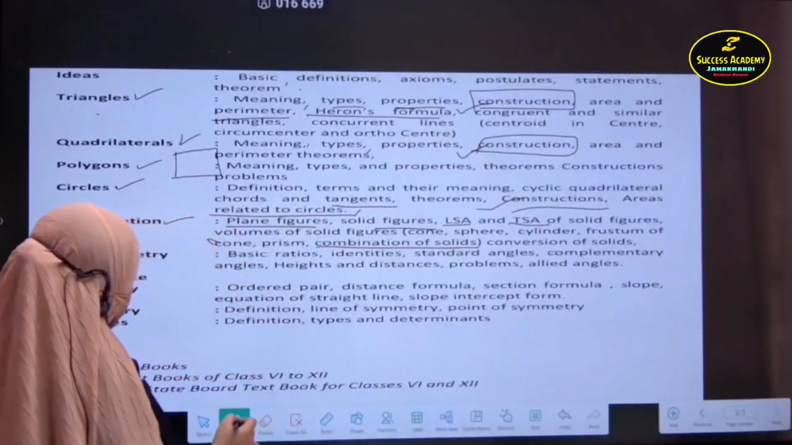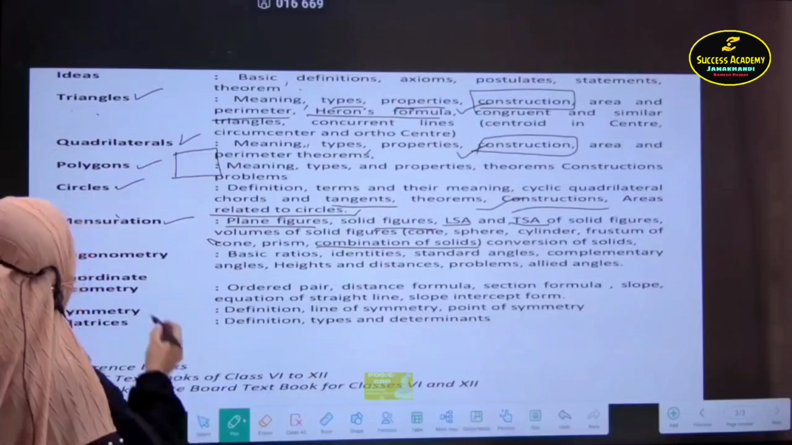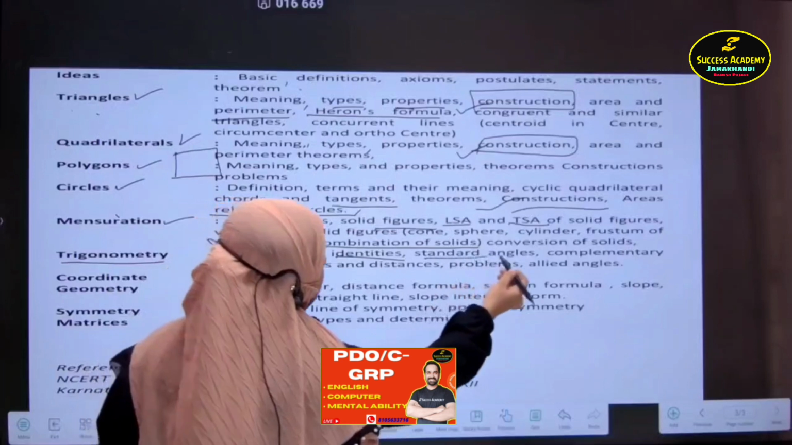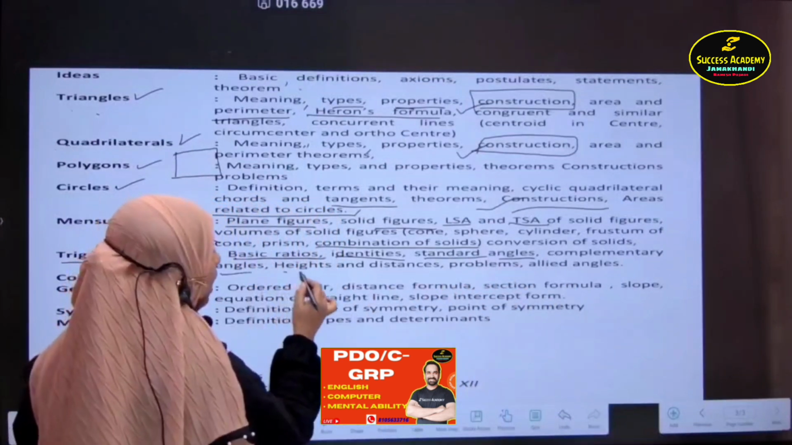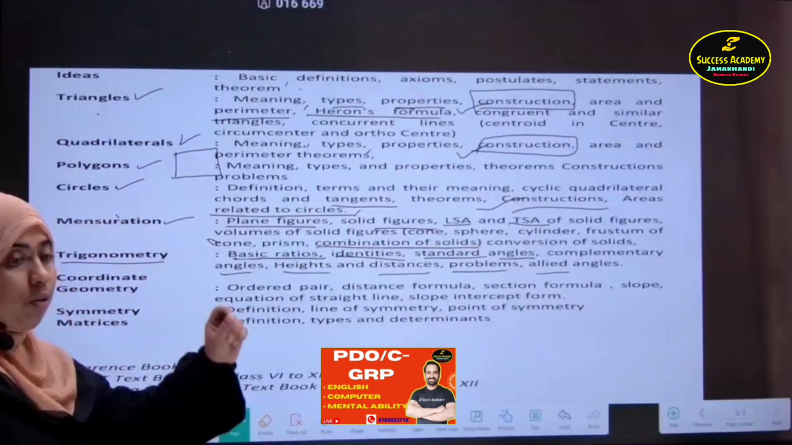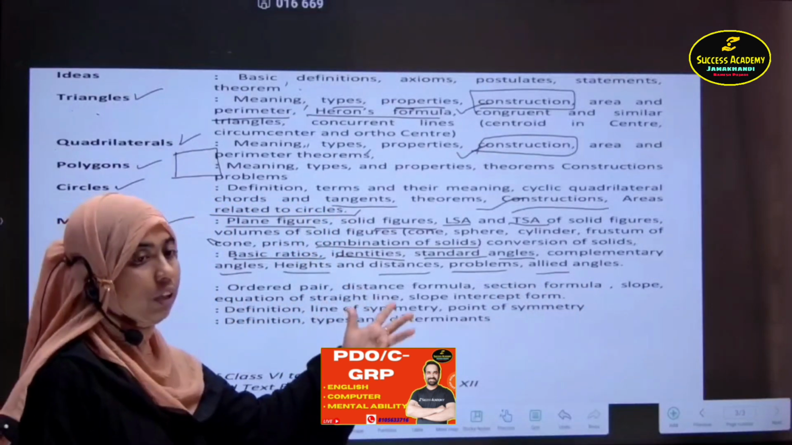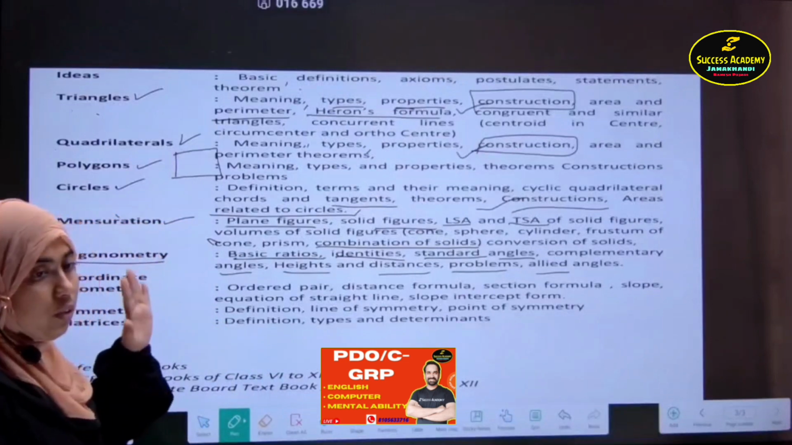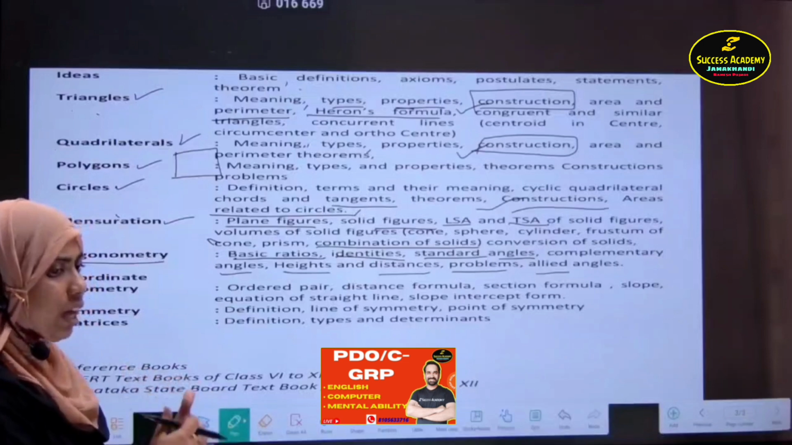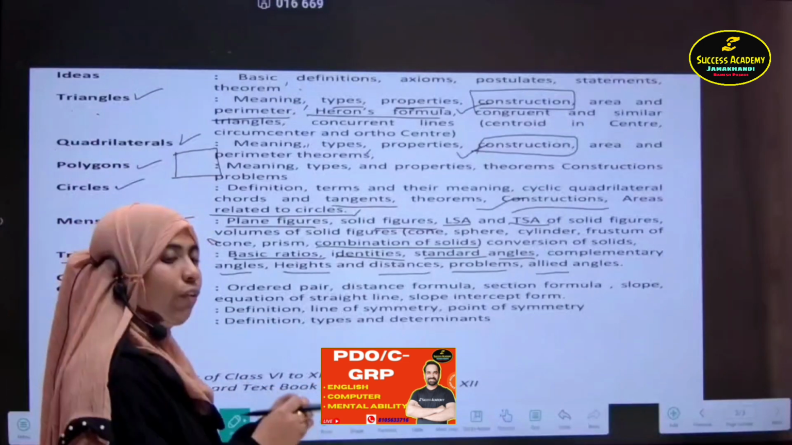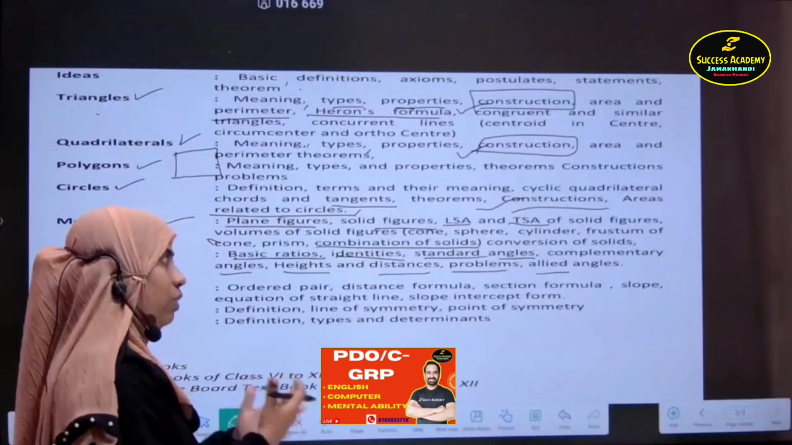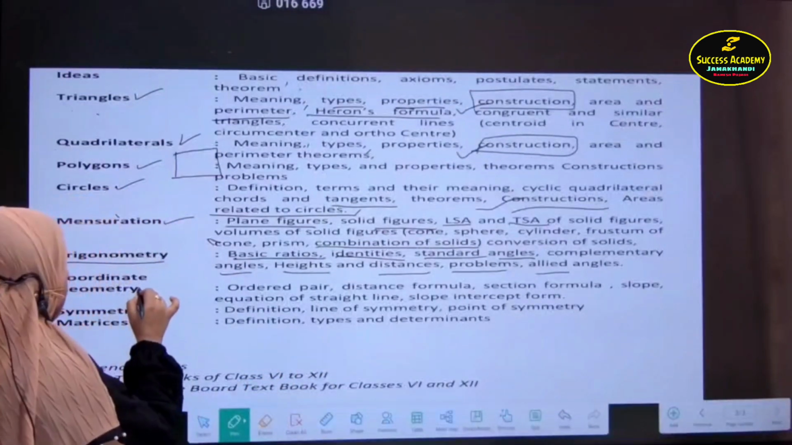Next is trigonometry. Basic ratios, identities, standard angles, complementary angles, heights and distances, problems, allied angles. So trigonometry from class 9th, 10th, 11th and 12th. In these 4 years of syllabus, whatever trigonometry there is, you have to go through it. First you go with the basics. As you go on studying, you will definitely get interested, and you will go on studying the same topic.